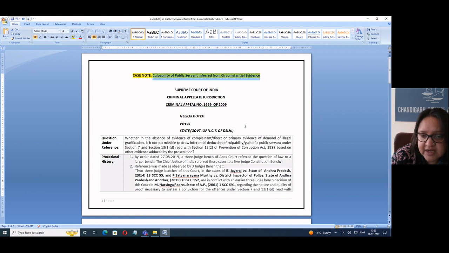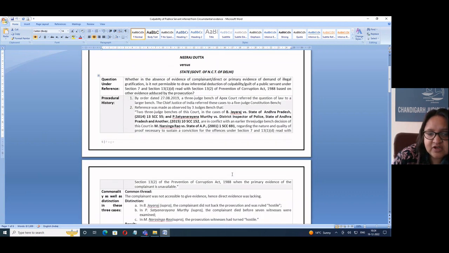The reference was made because, as observed by the Honorable 3 judges bench, 2 3 judges benches of this court in the case of B. Jayaraj versus State of Andhra Pradesh and P. Satyanarayana Murthy versus District Inspector of Police, State of Andhra Pradesh and another are in conflict with an earlier 3 judge bench decision of this court in M. Narsinga Rao versus State of AP regarding the nature and quality of proof to sustain a conviction for the offences under Section 7 and Section 13(1)(d), read with Section 13(2) of the Prevention of Corruption Act 1988, when the primary evidence of the complainant is available. Hence, it was deemed fit to refer it to a larger bench.